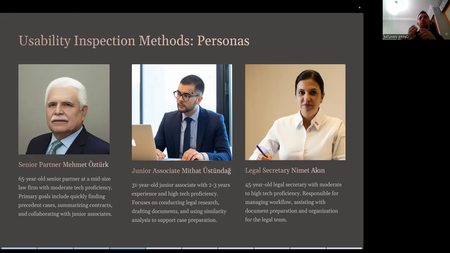Mithat Üstündağ is a 31 years old junior lawyer. He is very good with technology, and he does legal research, writes documents, and uses AI tools with his work. And Nimet Akın is a 45 years old legal secretary. She is good with computers. She helps organize documents and supports the legal team every day. These personas helped us understand the different needs. This is the end of my part.